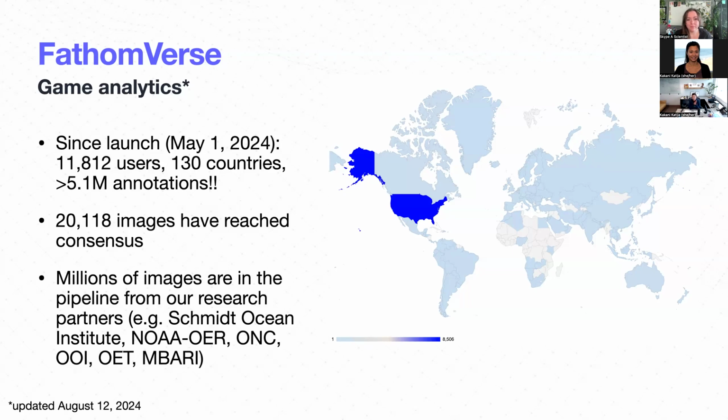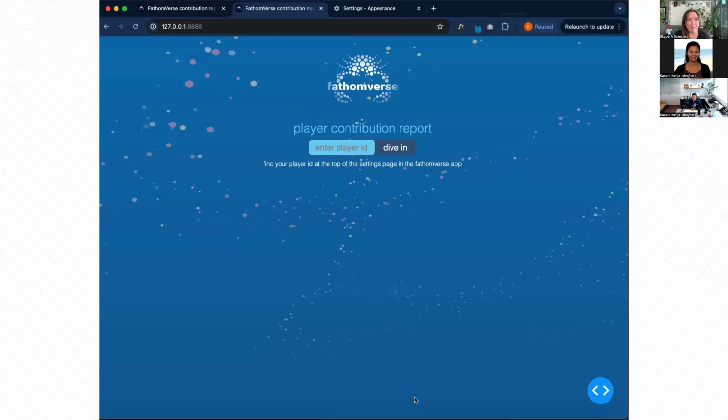And so we have millions of images that are in the pipeline from our research partners. That includes Schmidt Ocean Institute, NOAA's Office of Exploration and Research, Ocean Networks Canada, the Ocean Observatories Initiative, Ocean Exploration Trust, and of course, MBARI, right? So it's an opportunity for people to be looking at imagery, and sometimes the first person looking at the imagery that might be in the game.